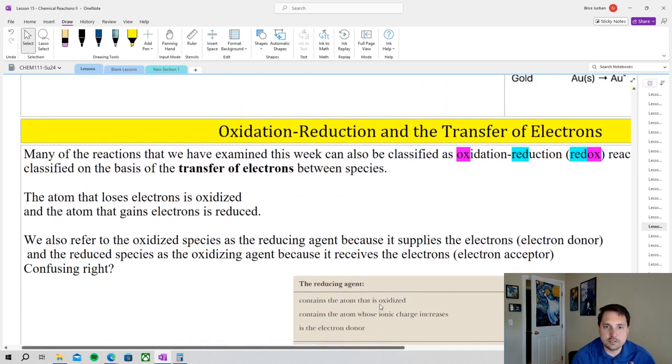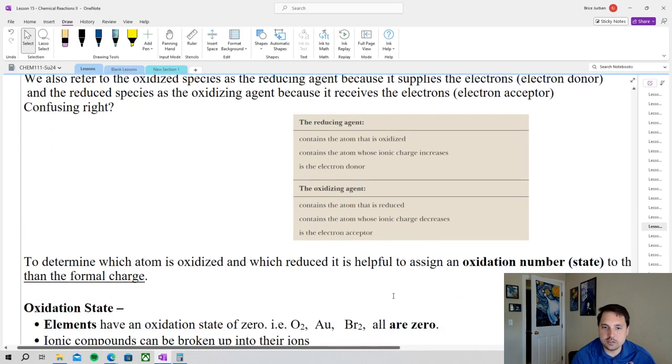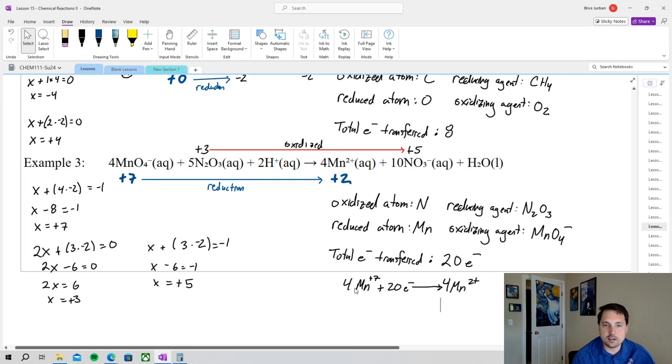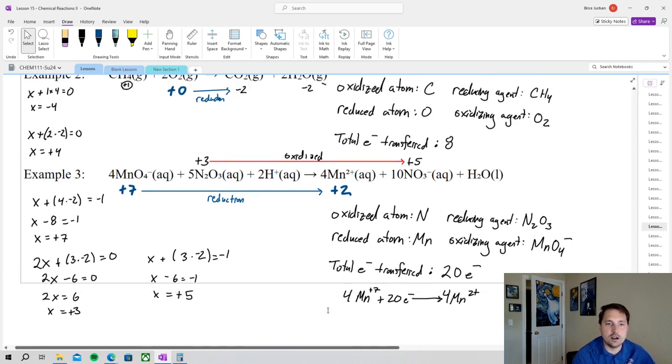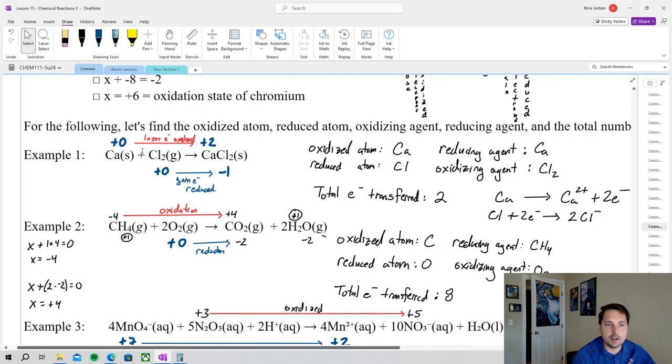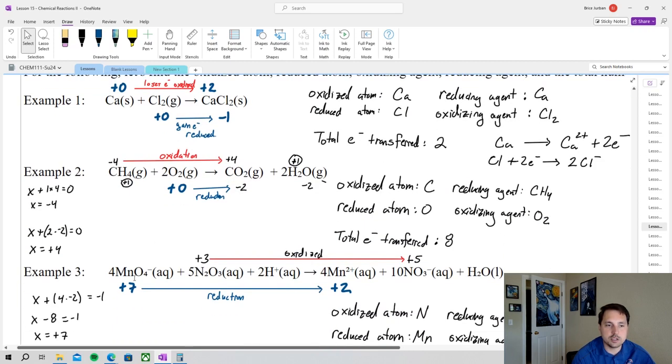Well, lots of information this past 2 days on chemical reactions, and again, don't get overwhelmed by it. Just practice being able to recognize the different reaction types. We'll see here that we have a synthesis reaction for example 1, and then example 2 is combustion. And then example 3, I don't exactly know how we would classify this other than a redox reaction.